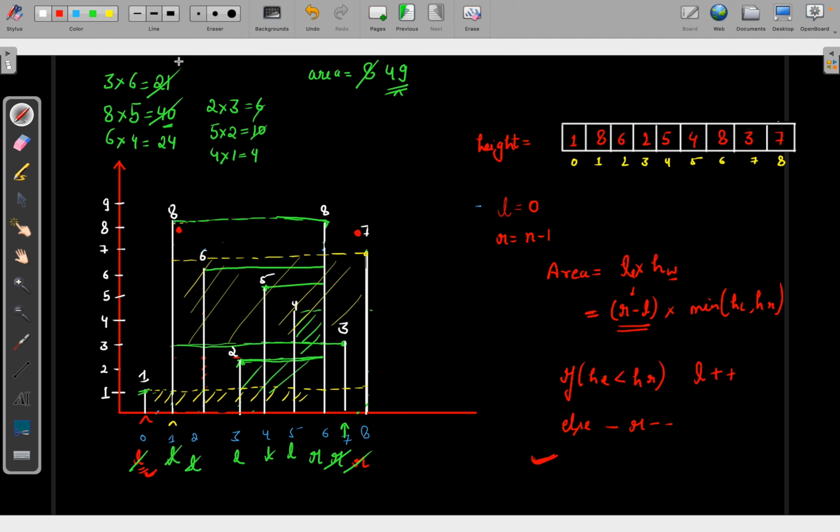Again, both the L pointer and the R pointer move in the same direction, so the maximum steps they can take is of order n. It depends on the size of the array. So the time complexity will be order of n. We are not taking extra space, so the space complexity will be constant.